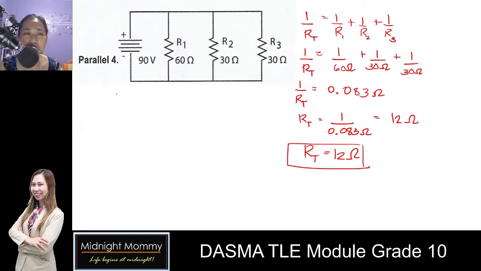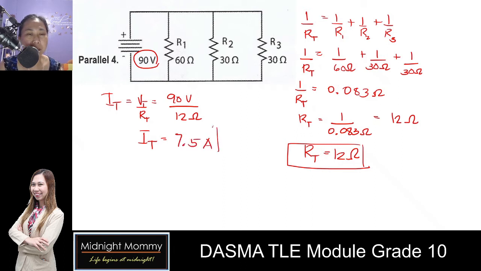So, next, para masagutan natin yung total current, so yan ay VT over RT. Okay, so, ito po yung total voltage natin. So, meron tayong 90 volts divided by 12 ohms. Kaya yung total current natin is 7.5 amperes.